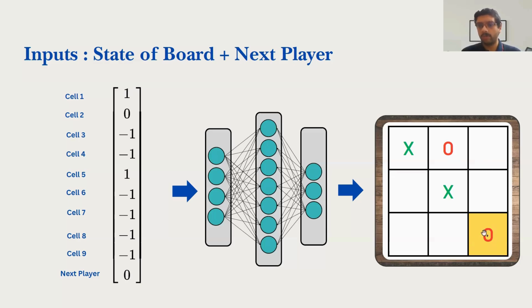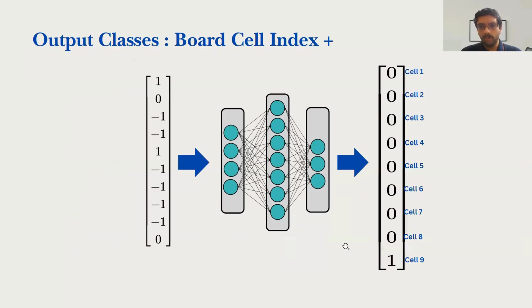Now it knows whether it's X or O. Let's say it's playing as O. What it needs to do is pick which cell to play. Now, in the first part, we set up the output as 9 cells, right? Any of the 9 cells, and whichever cell it's going to play in, the output should be the one-hot encoding of that.